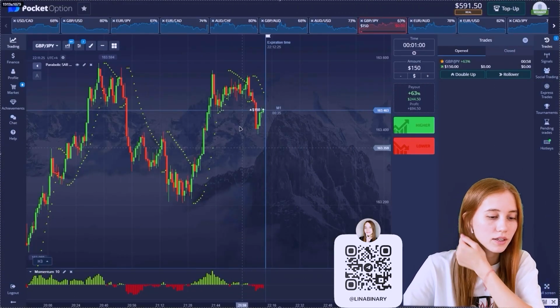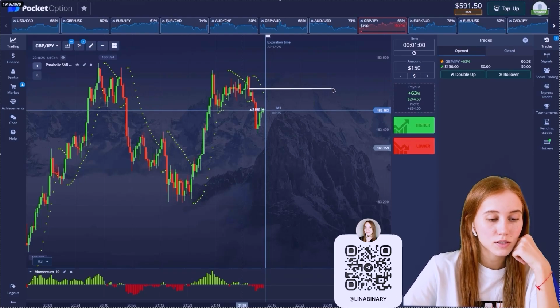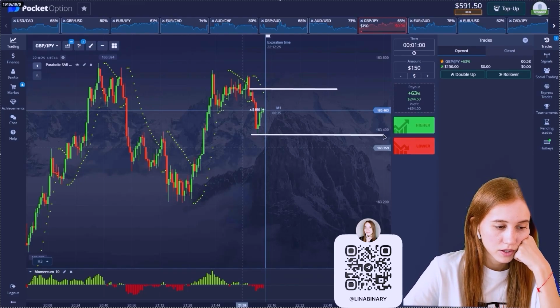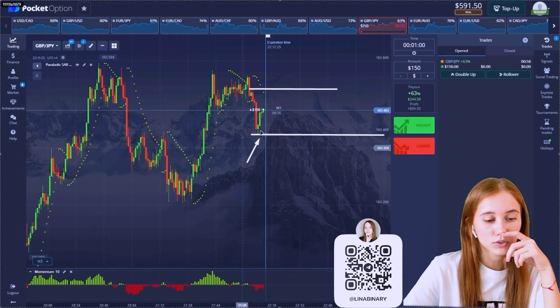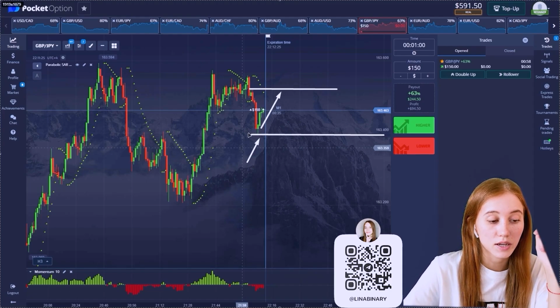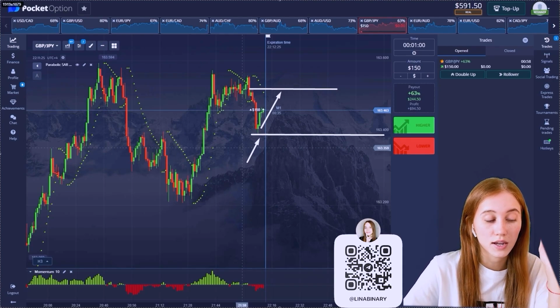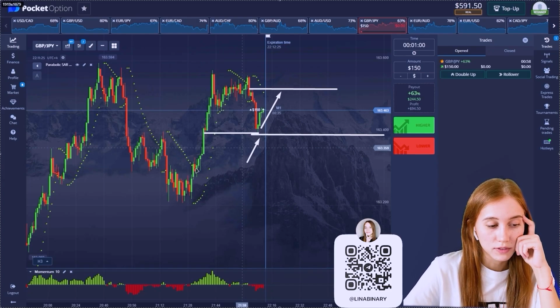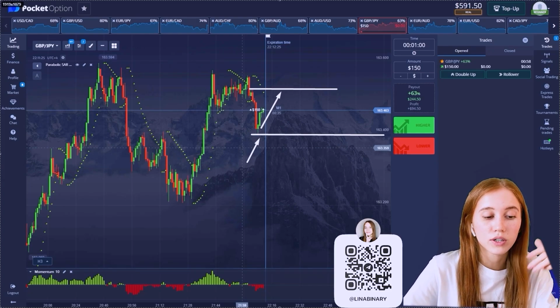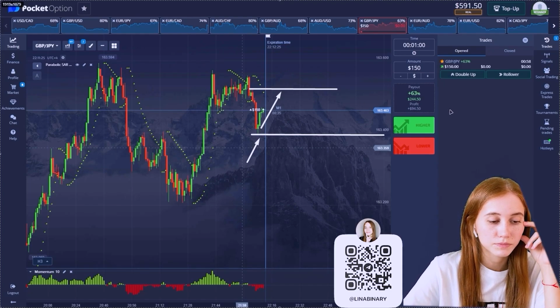If we highlight the resistance and support areas, there was a reversal. It would be more correct to say that the support area has not really established itself because the previous support area is at the same level. So in fact, it was reached and it was not overcome, but a rollback occurred. That's why we opted for an increase.